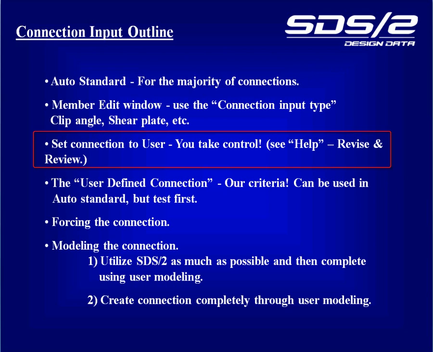Then we move down to the set connection to user. Let's say, for example, the system has provided a connection and the engineer has requested a thicker plate for a gusset. Even though the system has developed the connection using a 3/8 plate, maybe the engineer is requesting a 1/2 inch plate for this particular area. He has a sketch for it. Well, you can override what the system did and set the connection to user.